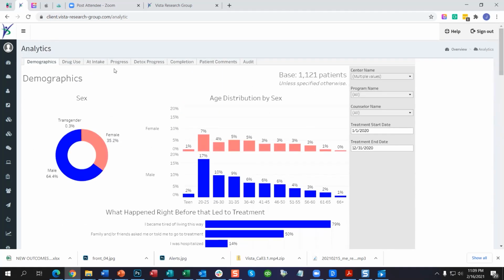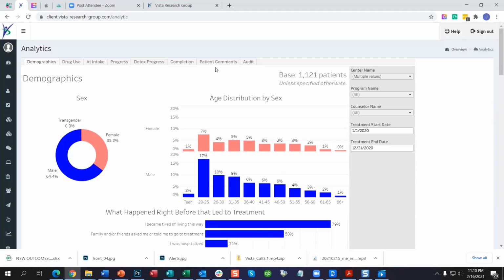There are 8 different data analytics tabs, all of which you can analyze by program, by clinician, and by date. The patient comments tab, you can actually even analyze by satisfaction level of the patient. So if you want to dive in and see, is there an issue in one of your programs that is starting to get patients very dissatisfied, you can hopefully identify that very quickly.